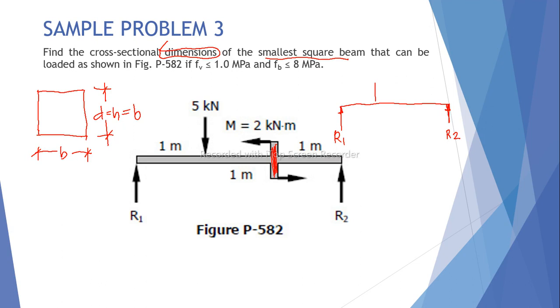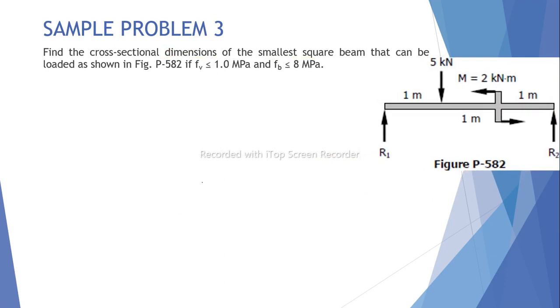Then we have a 5 kilonewton load here. And then here we have a moment of 2 kilonewton meter. This one is M. For the smallest beam, we have these conditions: the shearing stress should be less than or equal to 1 megapascal, and the flexural stress is 8 megapascal. So, smallest square beam. Okay.